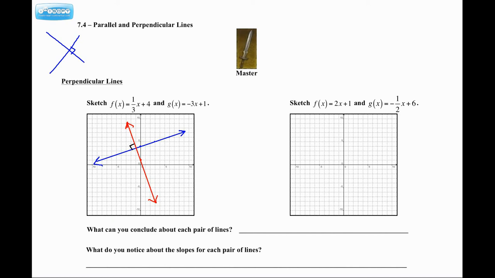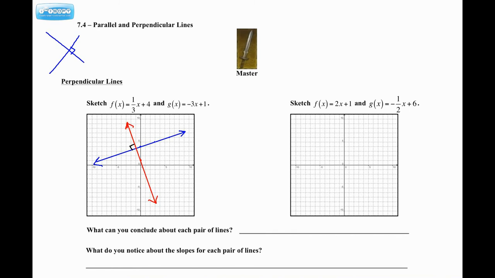Let's try another one. Next, we want to plot this one, f of x equals 2x plus 1. So the y-intercept is 1, and it runs up like this. Let's get our line in place, something like that. Let's graph the other one. It has a slope of -1/2, a y-intercept of 6. So that's up here, and it's going to run like this. So we can actually see where it intersects.